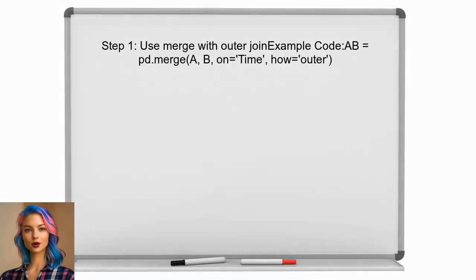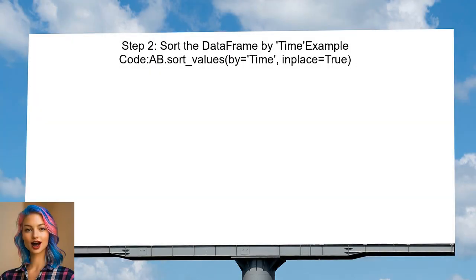To combine the two data frames correctly, the user should use the merge function with the outer join method. This will ensure that all time values from both data frames are included. Next, the user needs to sort the resulting data frame by the time column. This will arrange the data in chronological order, which is essential for analysis.